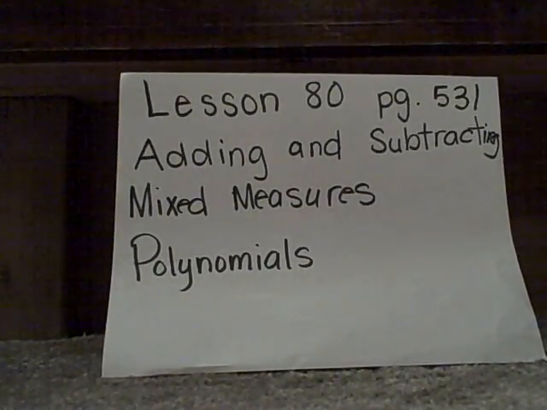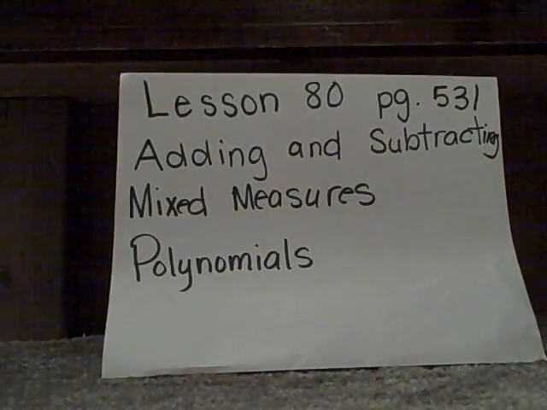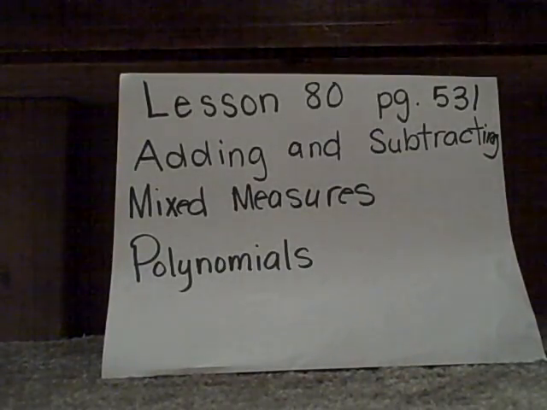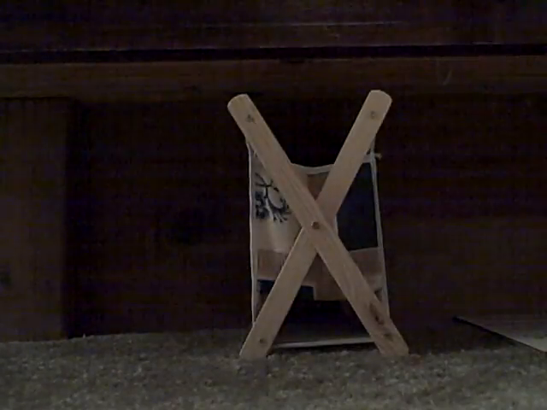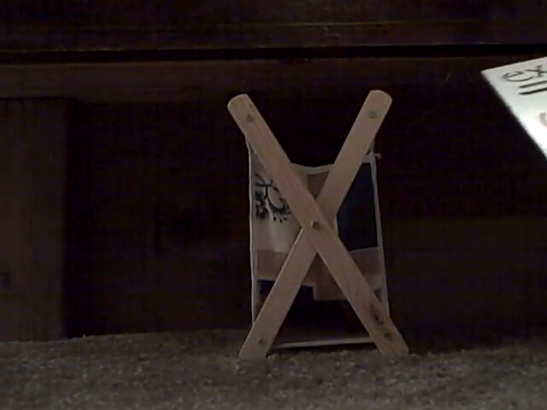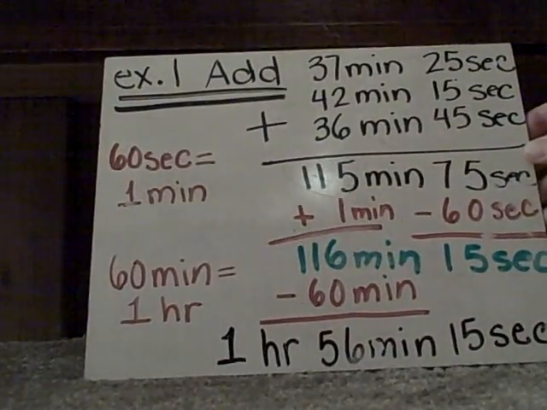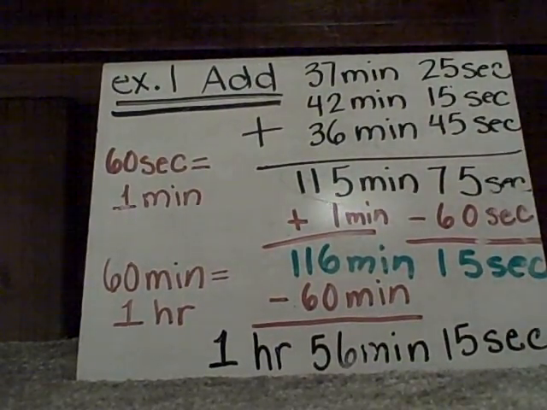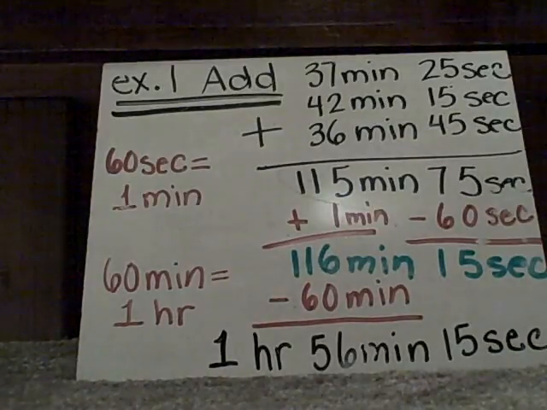Today's lesson is Lesson 80, found on page 531, Adding and Subtracting Mixed Measures and Polynomials. Let's first look at how to add and subtract things of mixed measure. I'm first going to add 37 minutes 25 seconds, 42 minutes 15 seconds, and 36 minutes 45 seconds.